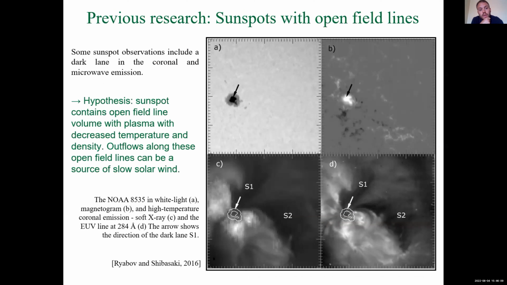So previously, we've been working under the hypothesis developed by the leader of our research group, Boris Ryabov, who observed and noticed that some sunspots display a dark region in EUV and in X-rays. You can see these dark lanes. His hypothesis is that maybe there are open field lines at these locations, and then outflows along these open field lines could maybe be one of the sources of slow solar wind. And this is one particular sunspot, 8535, that we have been investigating extensively.